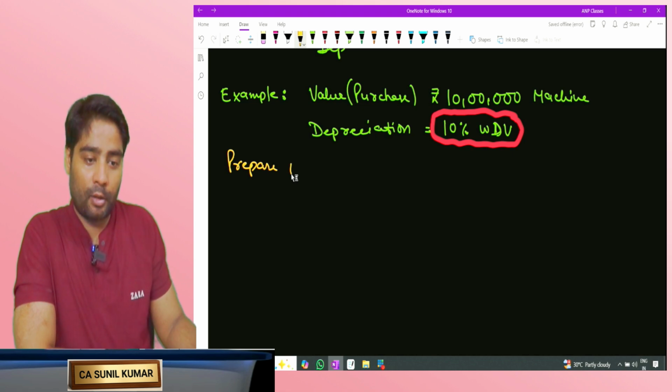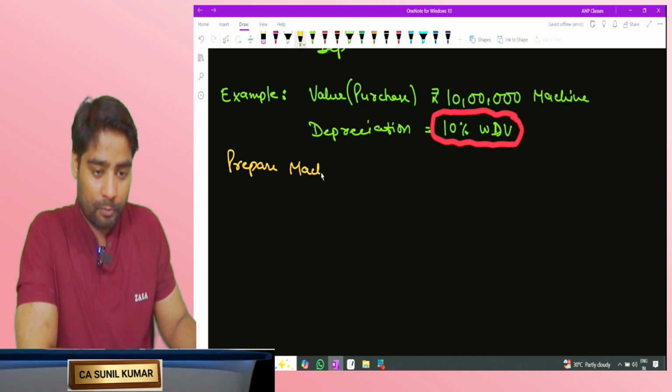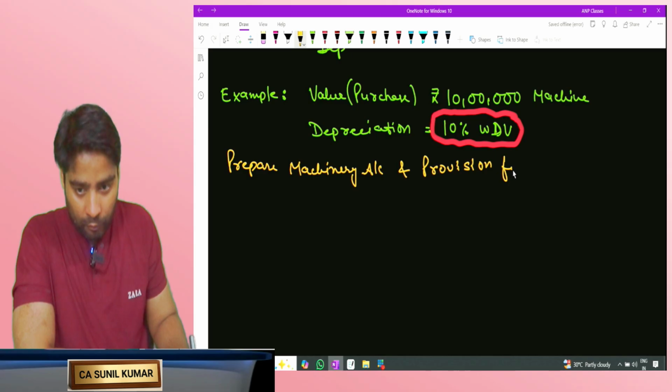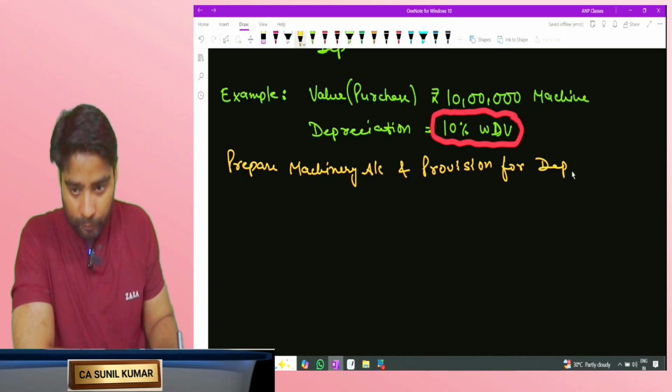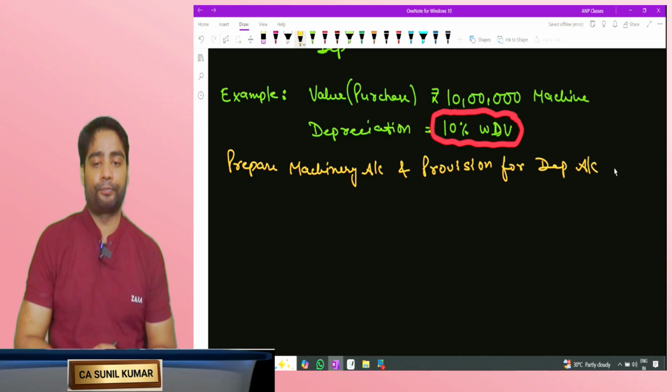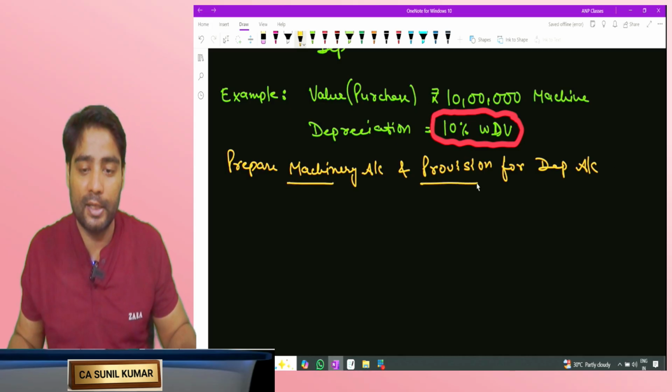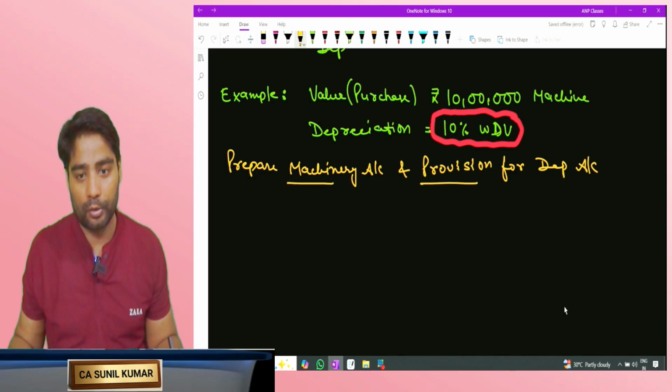prepare machinery account and provision for depreciation account. Now I have to prepare two accounts. One is machinery account and other is provision for depreciation account.